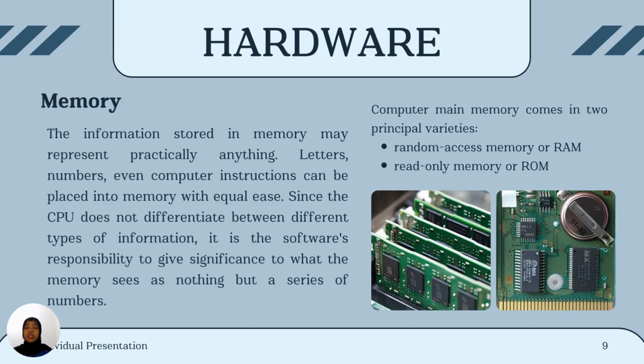The information stored in memory may represent practically anything. Letters, numbers, even computer instructions can be placed into memory with equal ease, since the CPU does not differentiate between different types of information. It is the software's responsibility to give significance to what the memory sees as nothing but a series of numbers. Computer main memory comes in two principal varieties: random access memory or RAM, and read-only memory or ROM.